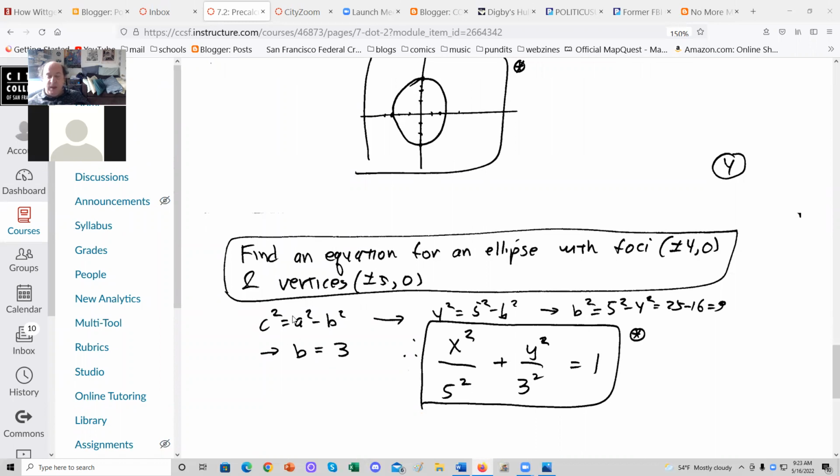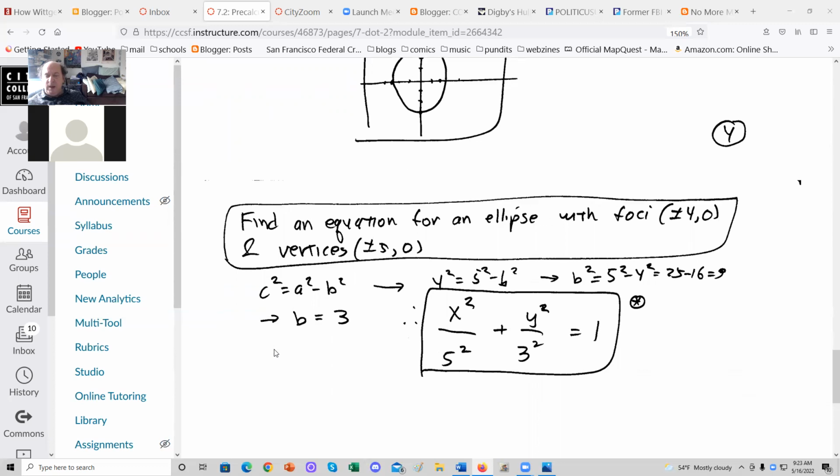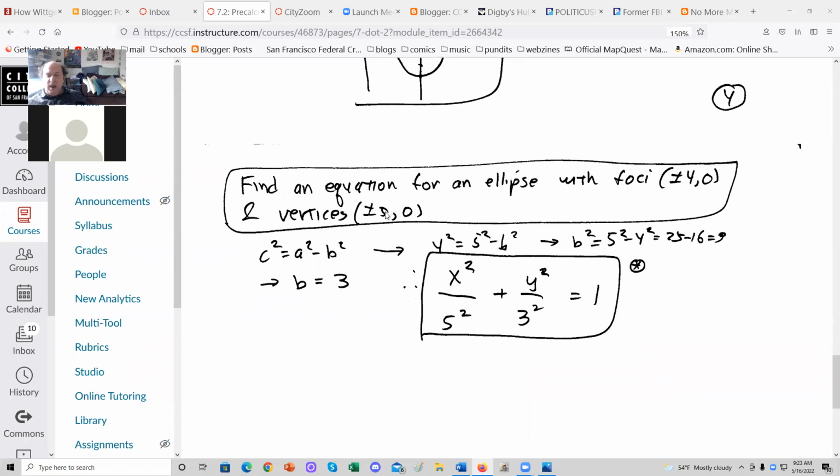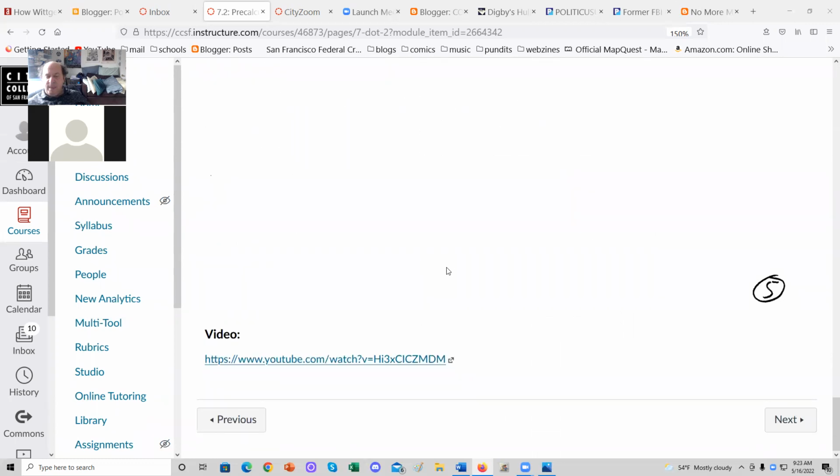Now here we have an ellipse with some foci given and a couple of vertices given, along the same axis. Now c squared equals a squared minus b squared. It's on the x-axis, so it's a squared minus b squared. So therefore, 4 squared equals 5 squared minus b squared. After rearranging a bit, b squared is 5 squared minus 4 squared, which is 25 minus 16, which is 9. Take square roots and get b equals 3. There we go. This is all we need. On the x-axis, the vertices are plus and minus 5. On the y-axis, they're plus and minus 3. So x squared over 5 squared plus y squared over 3 squared equals 1. And that's the equation.